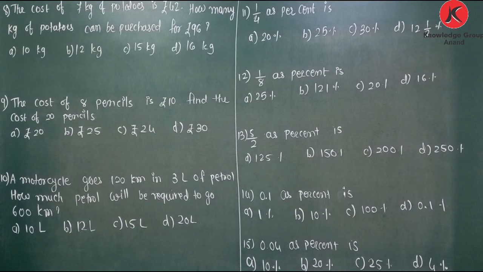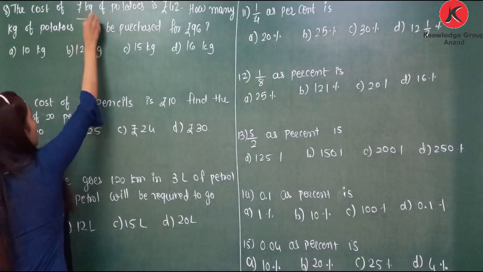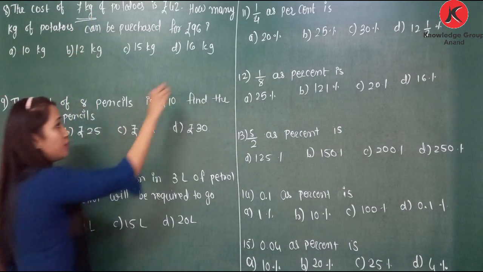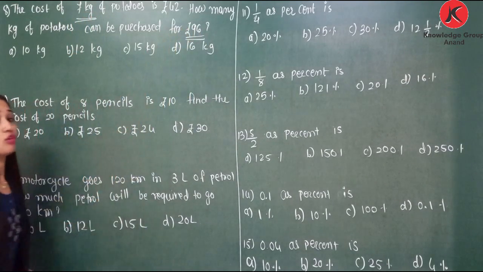Now next, the cost of 7 kg of potato is rupees 42. How many kg of potato can be purchased for rupees 96? Now the question is what? We need to find the weight of potato that can be bought in 96 rupees.